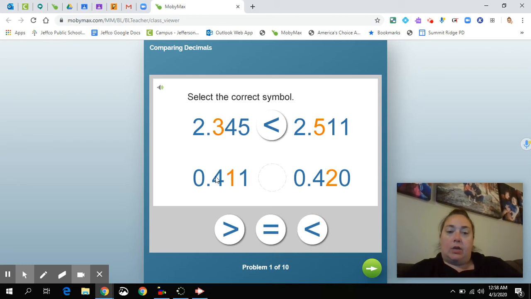If I look at the second one, they both have a 4 in the tenths place, and then they get to the hundredths place, and now they're different. So one of them has a 1, and the other one has a 2. 2 is bigger than 1, so it's going to go this direction.